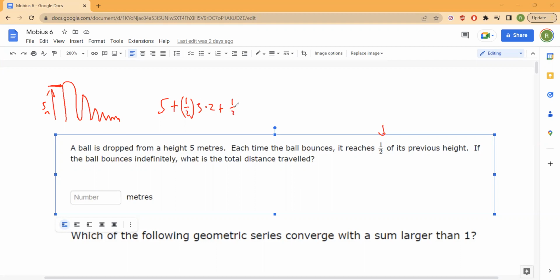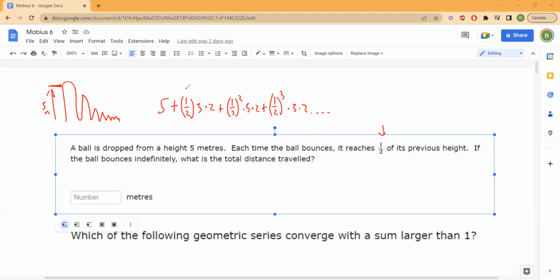So it would be 1/2 squared times 5, because it's a half of a half of 5. And again, you multiply by 2 because it travels both up and down. Then plus a half of a half of a half, which would be a half cubed times 5 times 2. So this is actually going to become a sequence, because each time you're just multiplying by a half. So then we can turn this into a sequence.